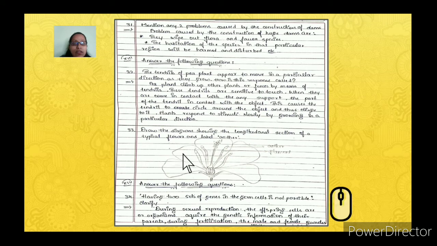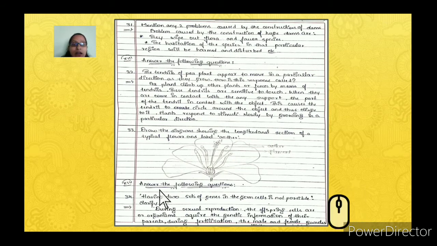Next question is related to the diagram of a longitudinal section of a typical flower and label the anther. So you need to draw the flower with respect to the longitudinal section, and you need to only mark the anther.